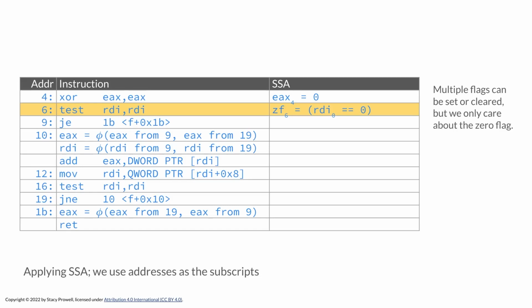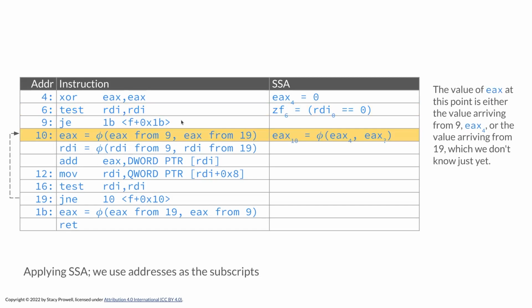If you think about that here, you'll do fine. So now the next thing is this jump if equal. Well, that doesn't modify anything. So you know what? I'm going to skip right over it. But now I have this EAX gets this phi function. Well, EAX from 9, I know what that is. The EAX that would be here is EAX sub 4, right? Because that's the only time I've set it. And so I can plug that in here. It's EAX sub 4. But what about EAX from 19? Well, that I just don't know. So I'll leave it with a question mark.